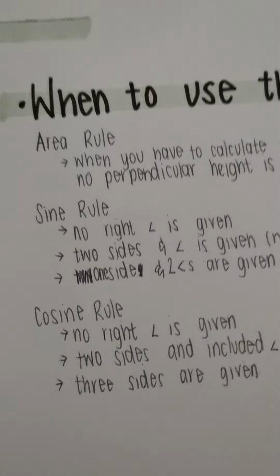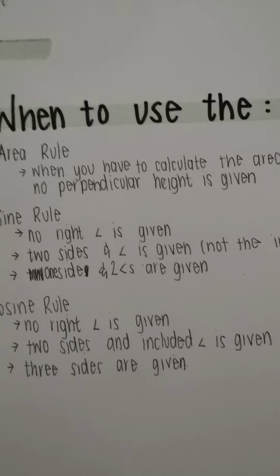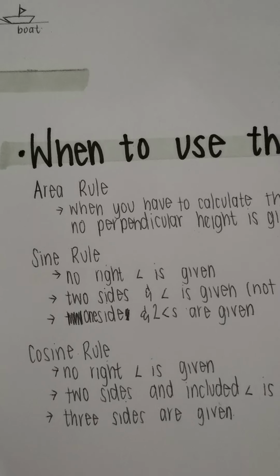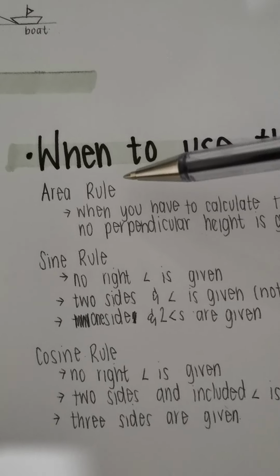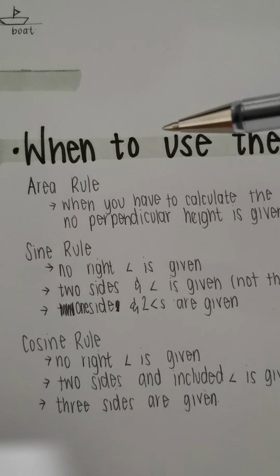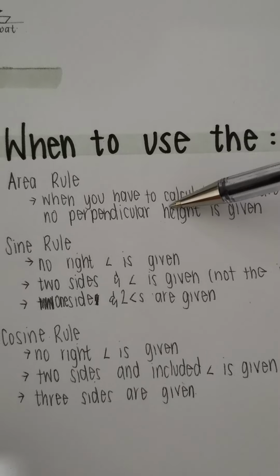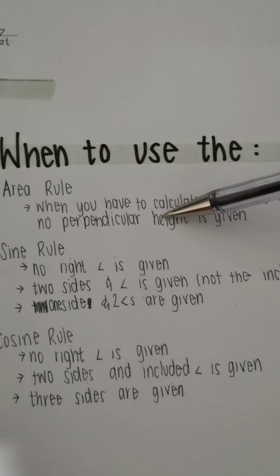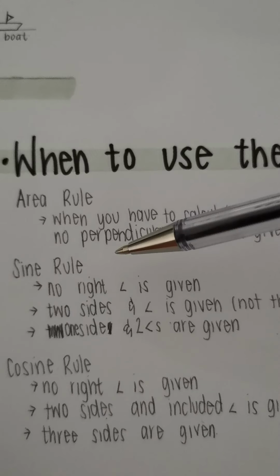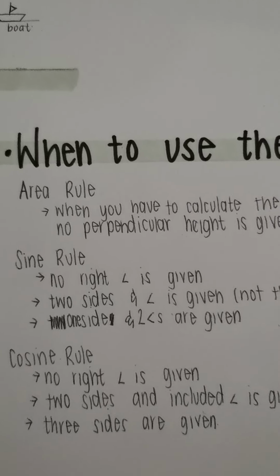All right, now it brings me to when do we use which of the rules. Area rule, obviously when you only calculate in area, and in this particular case it's when you are asked to calculate area but you are not given the perpendicular height, then you use the area rule. Okay, when do you use the sine rule?